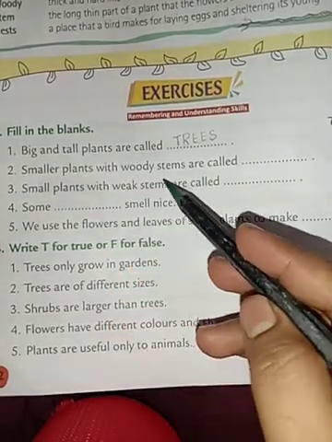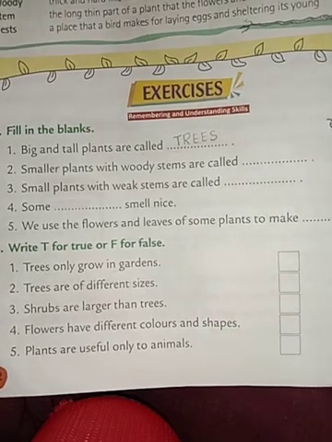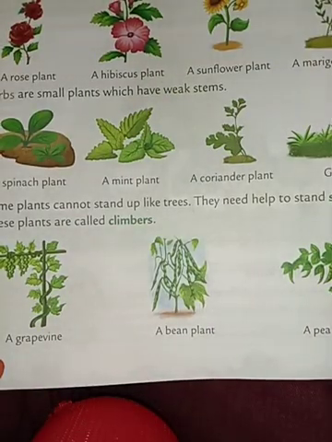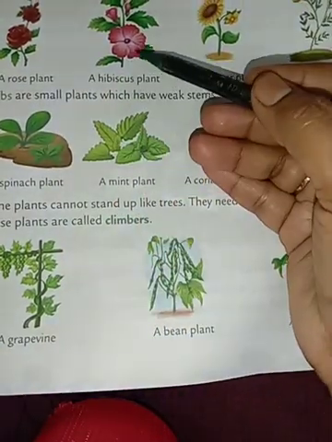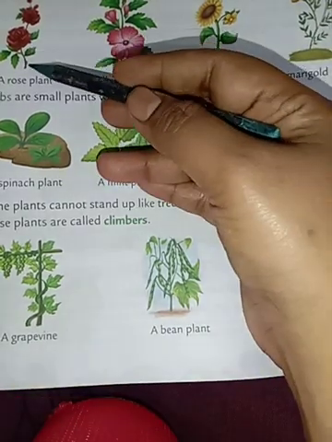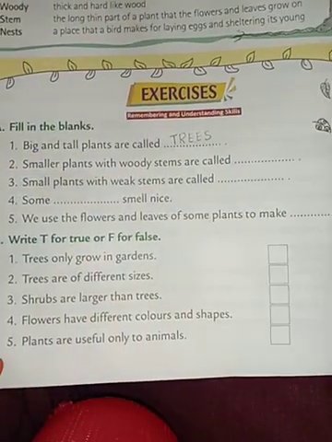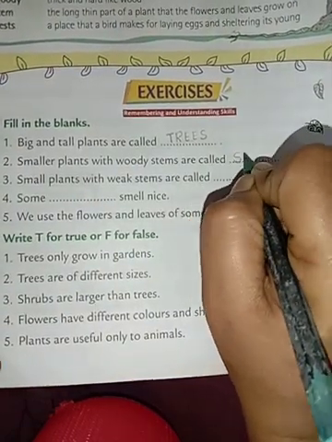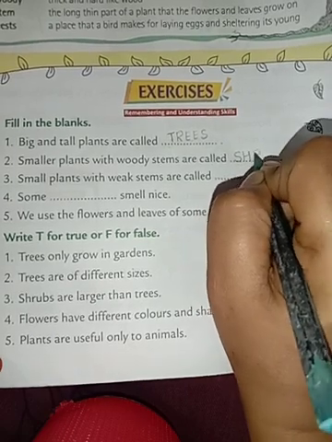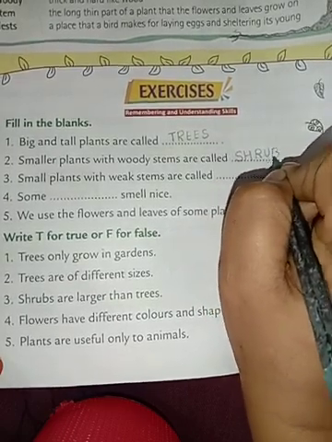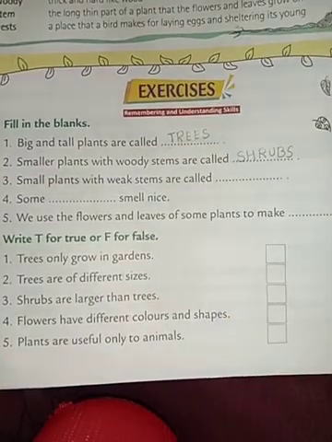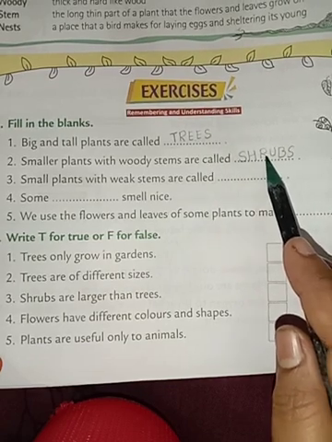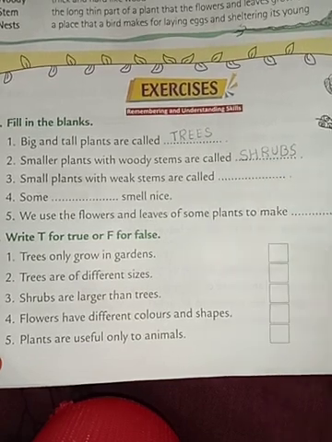Smaller plants with a woody stem are called dash. So the plants which have a woody stem, let me turn the page and check. So this hibiscus plant has a woody stem. Rose plant has a woody stem. So these kinds of plants are called shrubs. So here I will write shrubs. S-H-R-U-B-S. So children, here I am writing in capital letters because it should be visible for you all. You all can write it in small letters.